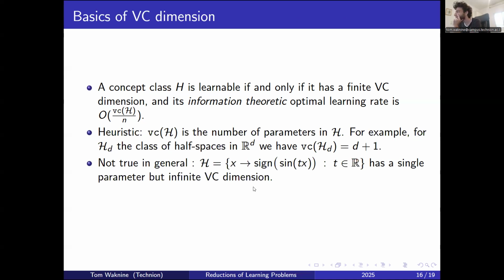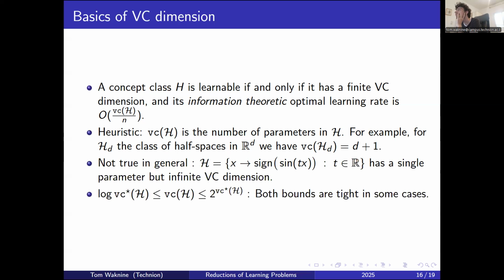There are some weird cases where the class can have a single parameter but infinite VC dimension, like this class right here that has a single parameter t, and for each t you look at the function that sends x to the sine of tx. You can also find other examples, but it's not very important, just know that this heuristic is not perfect. Although our result maybe can make it something more formal and more exact.